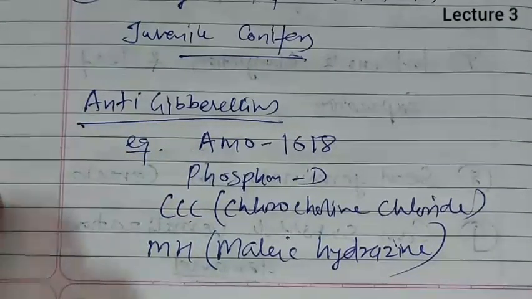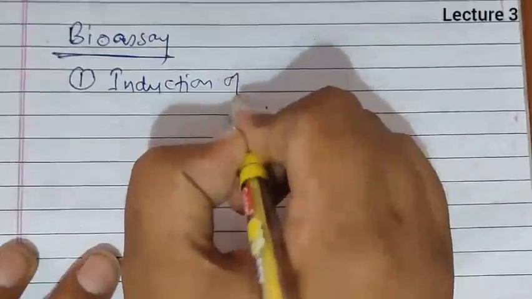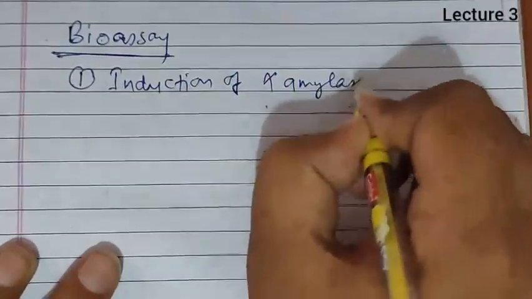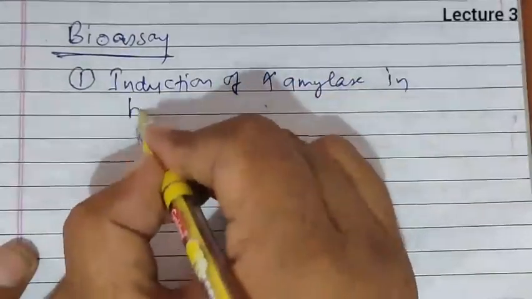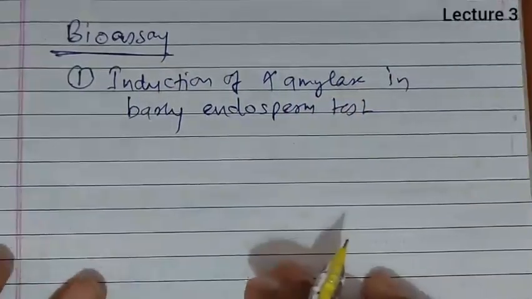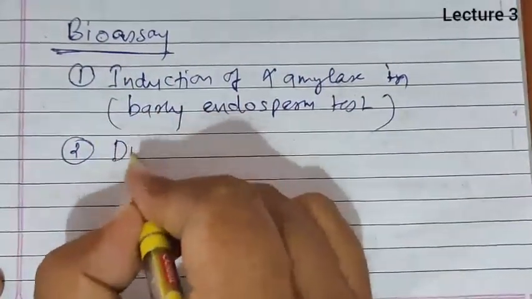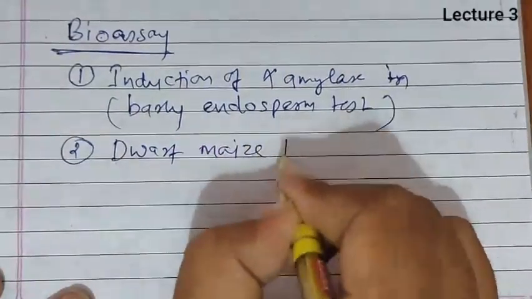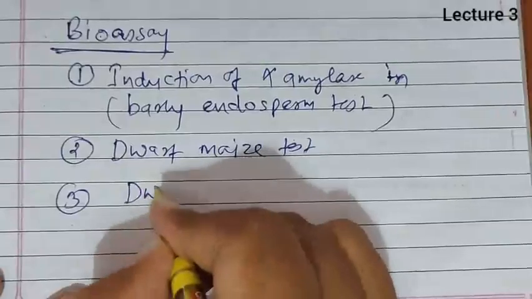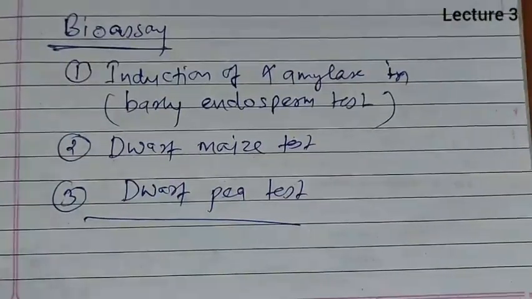Now next we talk about the bioassay of gibberellins. The bioassays of gibberellins are induction of alpha amylase in barley endosperm test. So induction of alpha amylase, also known as the barley endosperm test, is a bioassay. Second, the dwarf maize test. And third is the dwarf pea test. These are the different bioassays of gibberellin, and that is all about gibberellin.